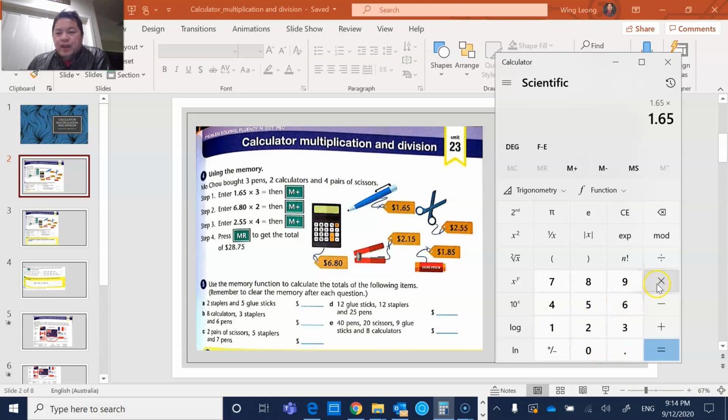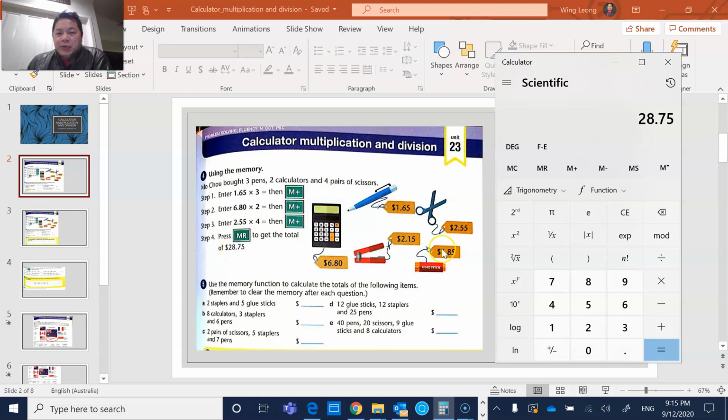1.65 times 3, equals. You put it on memory plus. Then after that, you have 6.8. 6.8 times 2 equals, again you put memory plus, and last one, 2.55 times 4 equals memory plus. So you already have 3 of these items in your memory. You add them together, then next you just need to press memory recall. You get 28.75, which is the same answer as the book.